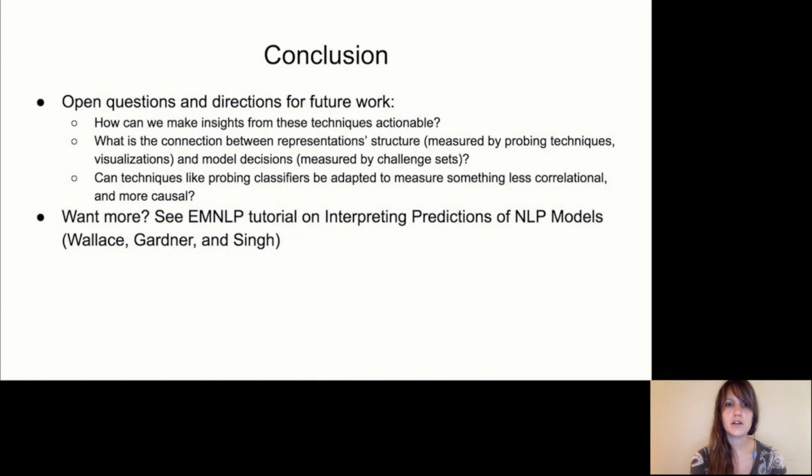Some open questions or directions that would be useful for future research. One of the major areas that we think would be really important, and that comes up quite a bit, is how to take the insights we get from these analysis techniques and turn them into something actionable that we could actually use to improve model decisions, reduce bad behavior, reward good behavior.